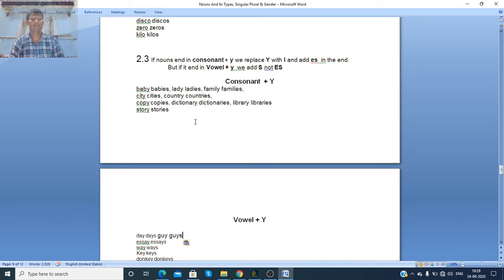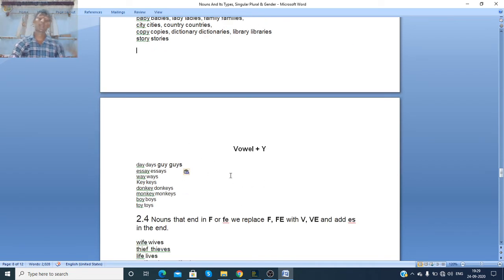Dictionary will become dictionaries. Library will become libraries. Story will become stories. Y is replaced with i and then we add es.